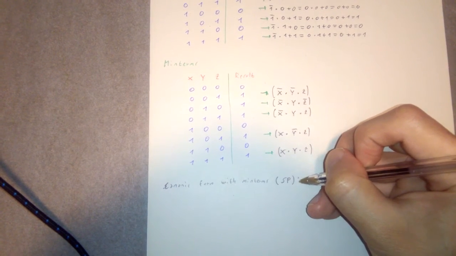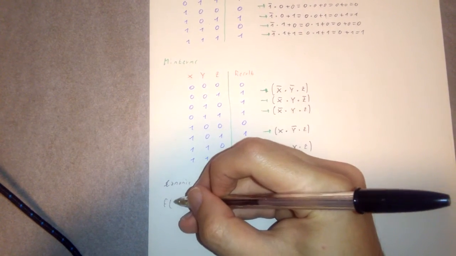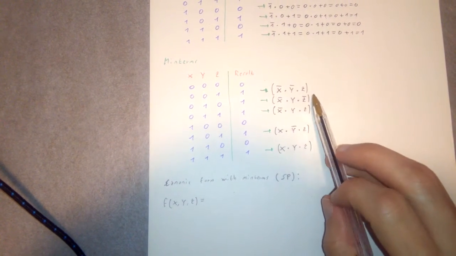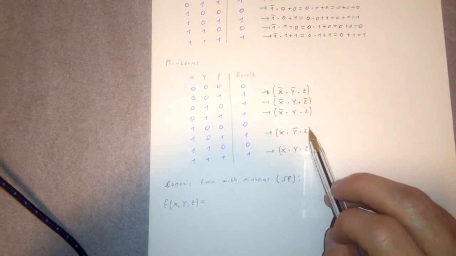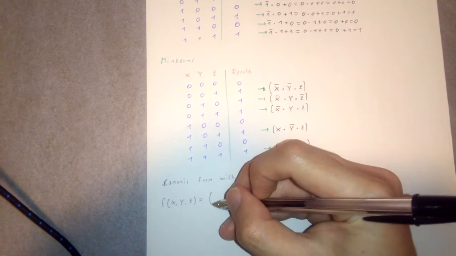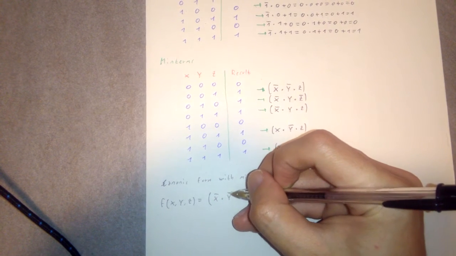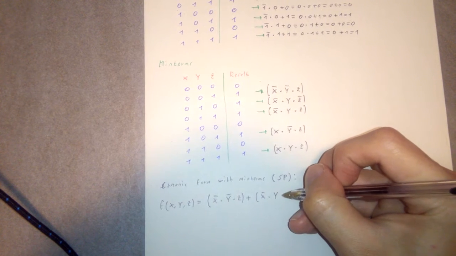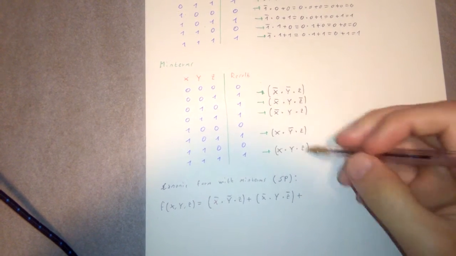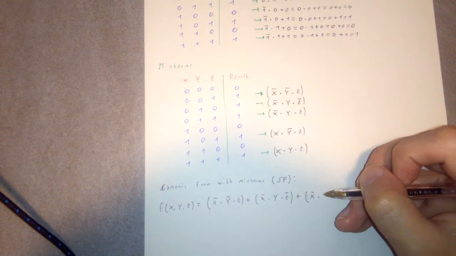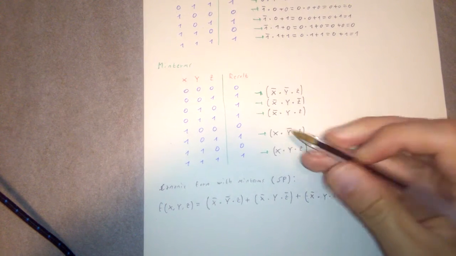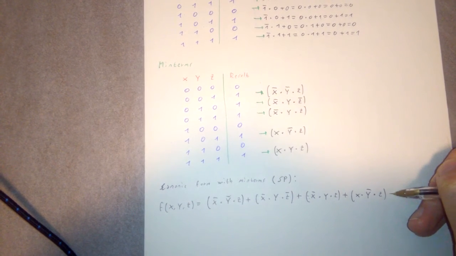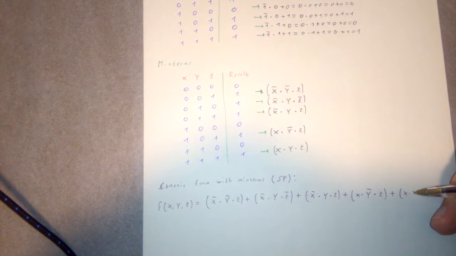SP, so sum of product, we get f of x, y, z equal to, well, the first expression plus the second expression plus the third plus the fourth plus the fifth. So not x times not y times z plus not x times y times not z plus not x times y times z plus x times not y times z plus x times y times z.